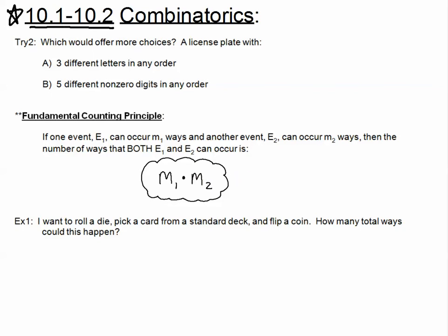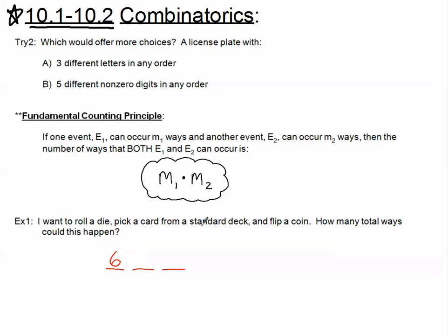For example, in example 1, I want to roll a die, pick a card from a standard deck, and flip a coin. It says how many total ways could this happen? Well, first let's figure out how many events are happening. There are 3 events: rolling a die, picking a card, and flipping a coin. 3 different events. How many different ways can you roll a die? Well, there are 6 sides to any cube, and a die is a cube, so there are 6 ways that you could roll a die.